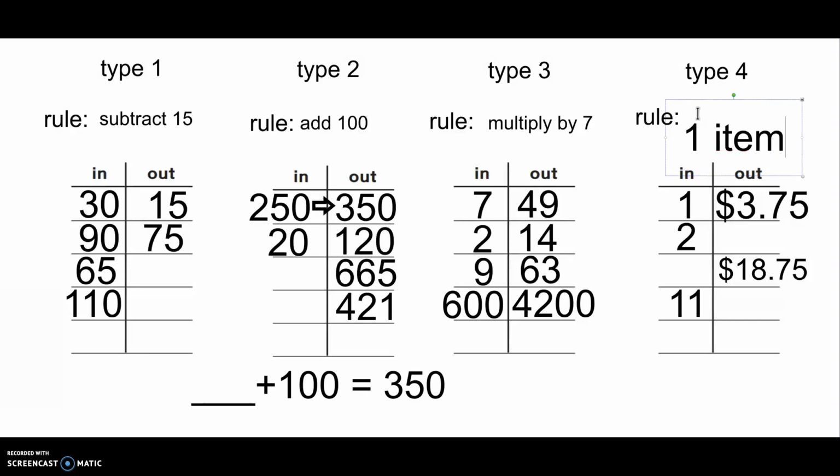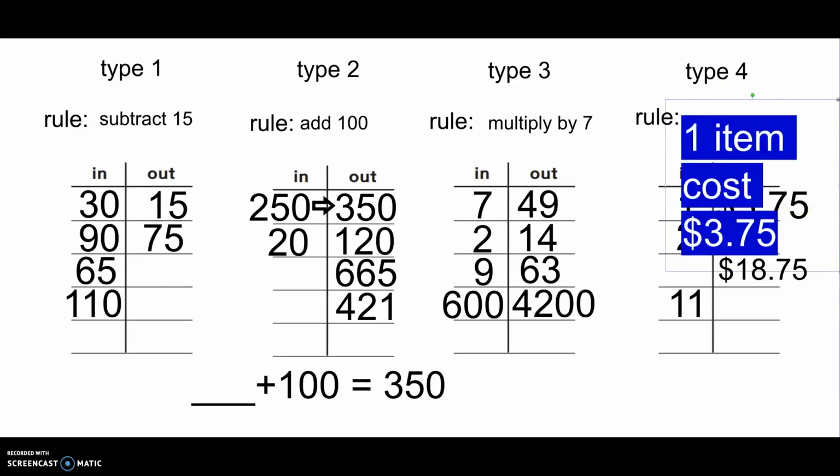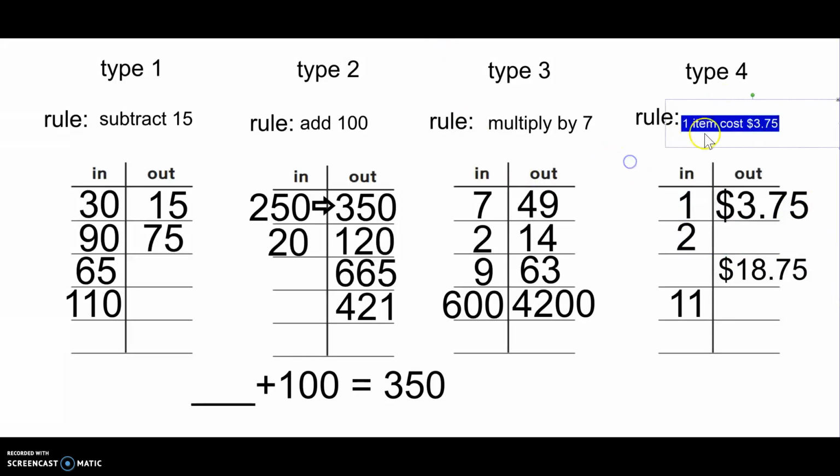One item costs $3.75. We've got to make that smaller. One item costs $3.75. So if one item costs $3.75, what would 2 items at $3.75 cost? See if you can solve that. Did you get $7.50?